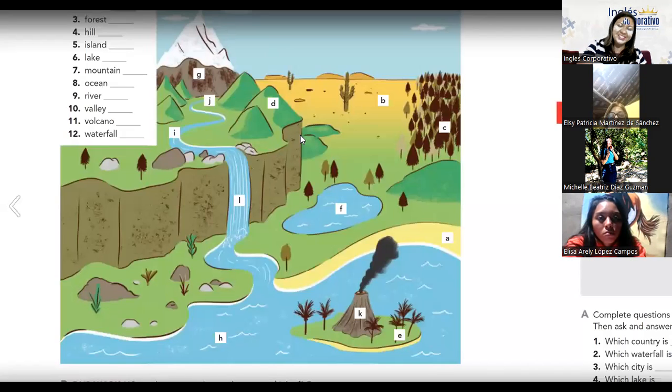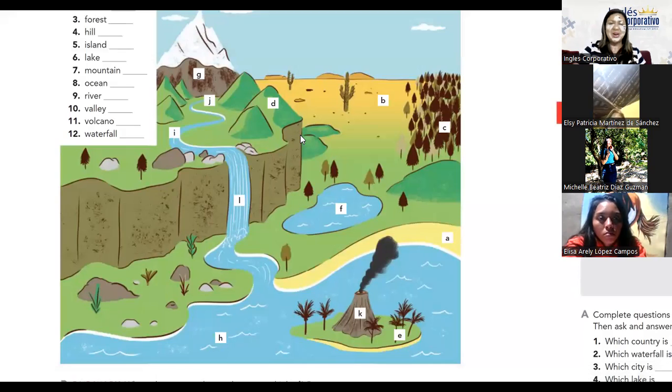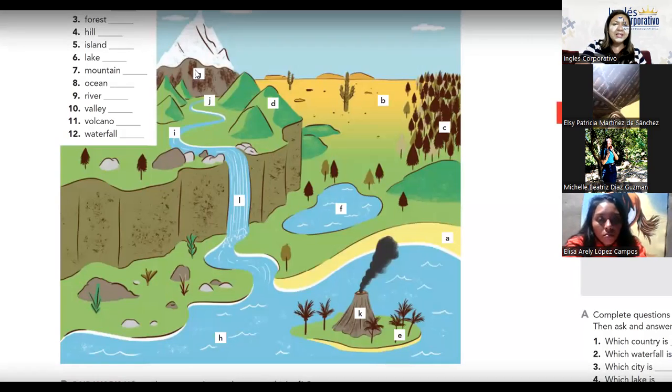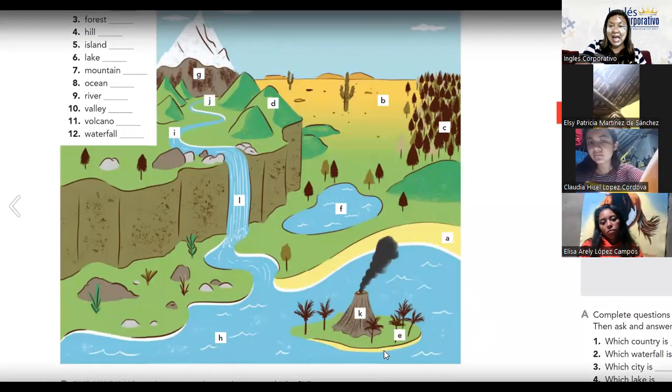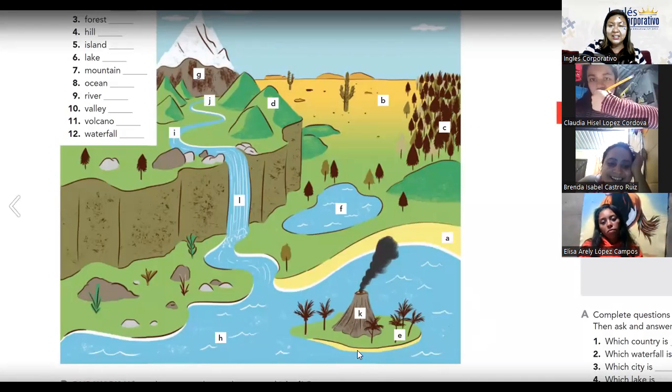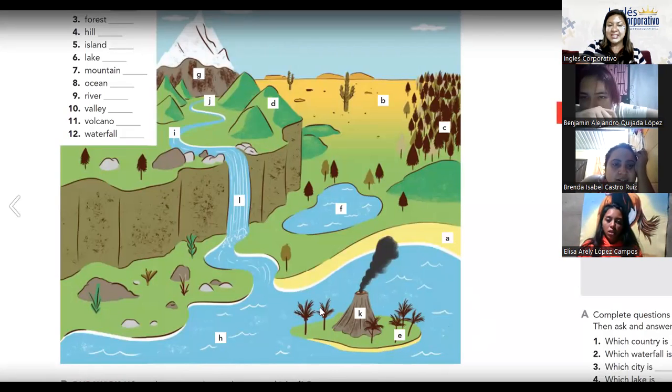Okay, guys, I will show you now the picture. This is the picture, the complete picture. I don't know what happened that I didn't have the complete picture. But as you can see here, we have the island. Now we can see the island, which is letter E. The letter E, the island, right?